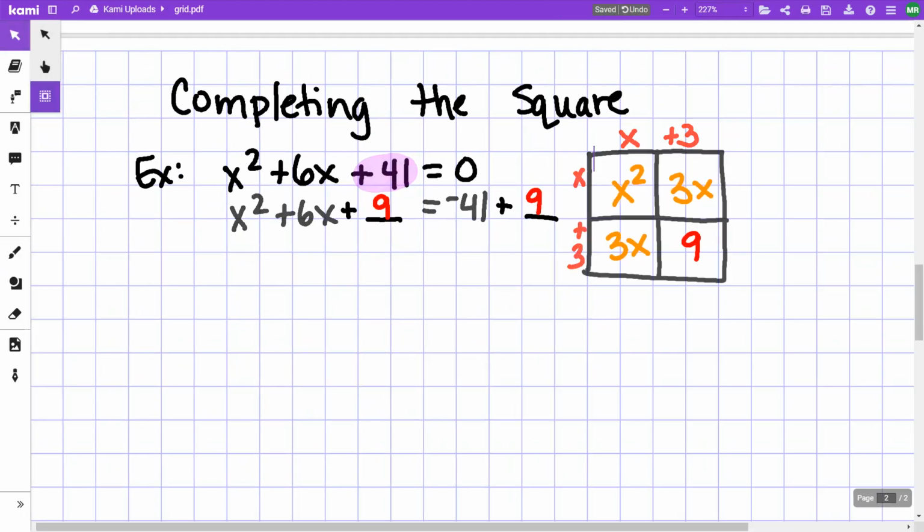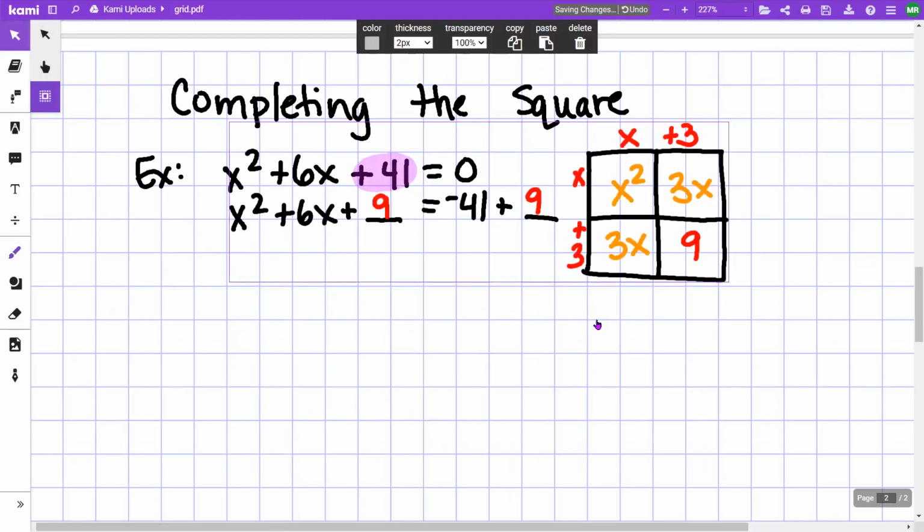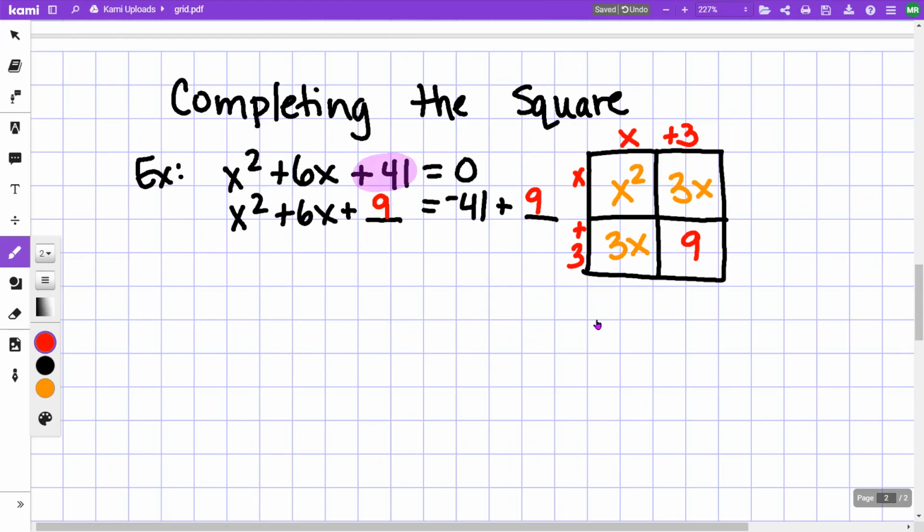Another way I could do this is also think about this 6 as my b, okay? So when I'm doing this, what you want to do is take half of your b and then square it. So my b is 6, so I'm going to take half of 6 and square it. So that's going to be 3 squared, which is 9. And that's what I added to both sides.